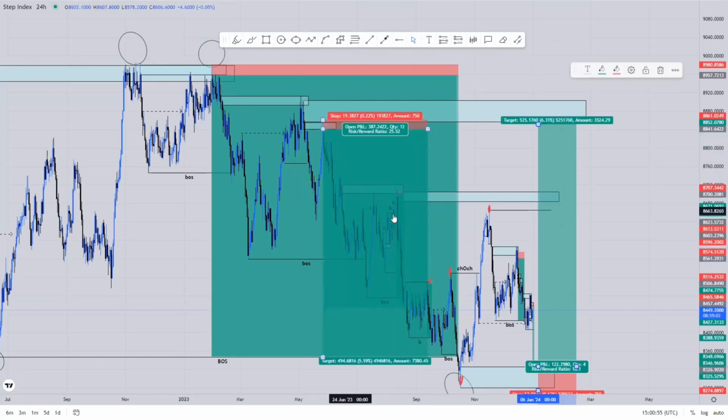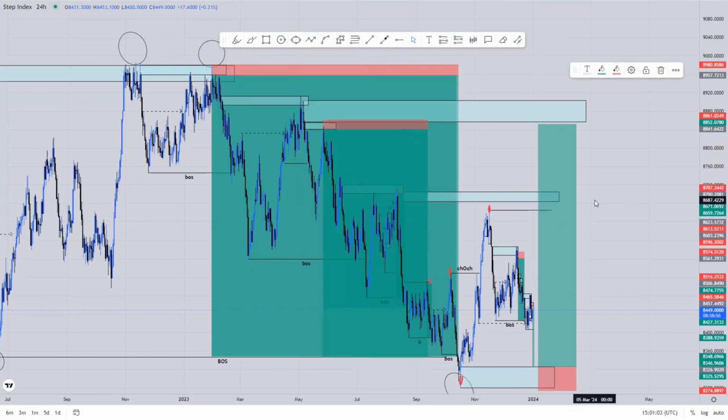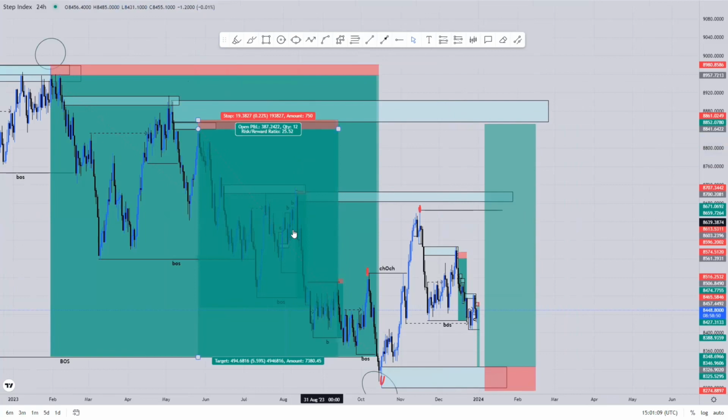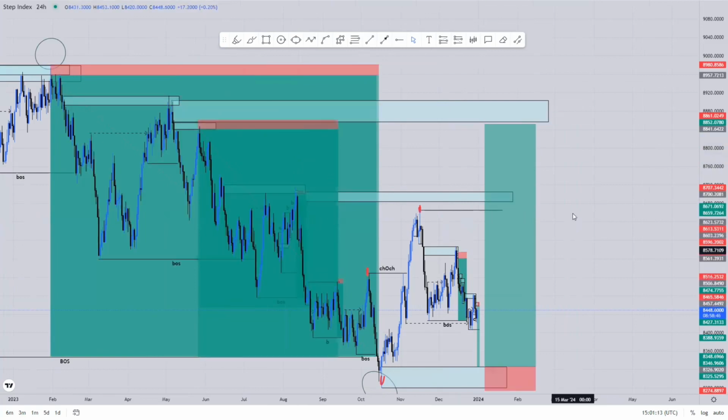After the block structure, they did the same thing. Came, collected inducement, tapped our supply. After tapping our supply, all you do is go to a lower time frame and identify market structure shift. Once you identify market structure shift, you can actually see the entry nicely from here.